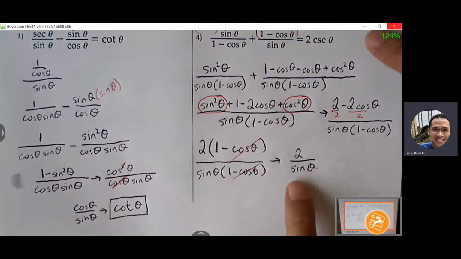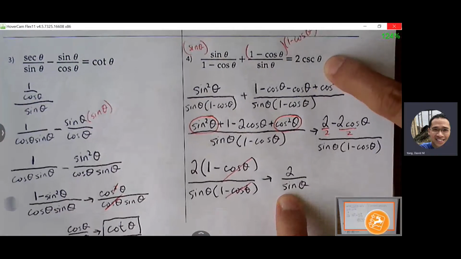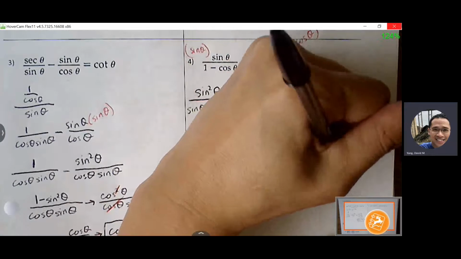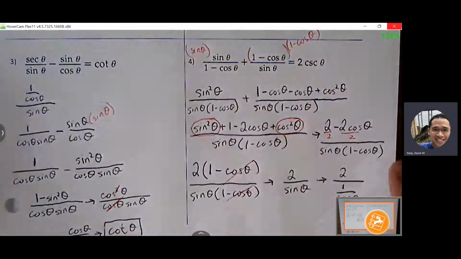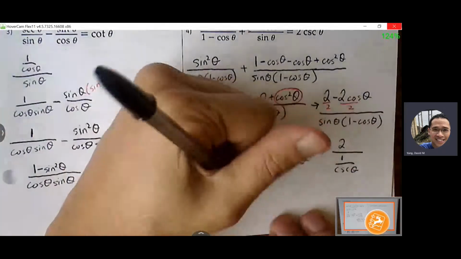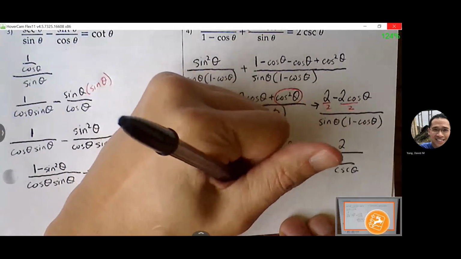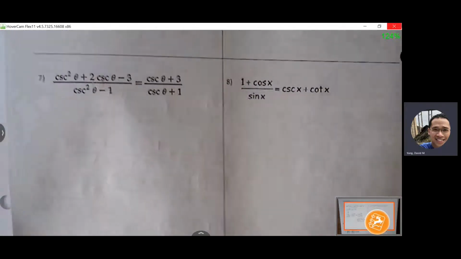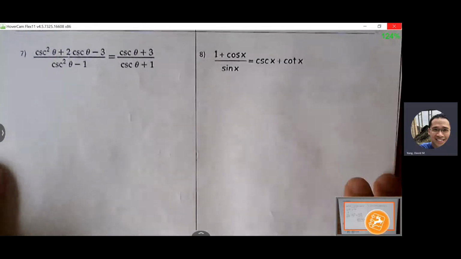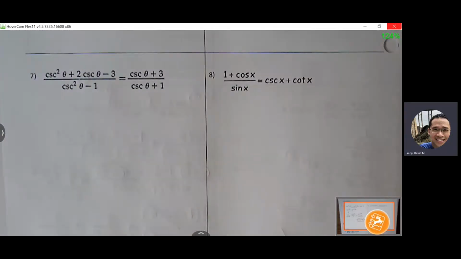Okay, we're close. We know sine and cosecant are related. They are reciprocals of each other. We know sine is just 1 over cosecant. And if I flip that up, I get 2 cosecant theta. Any questions with 4? Okay, I'll leave that up for a second. And then we can turn over and try number 5.